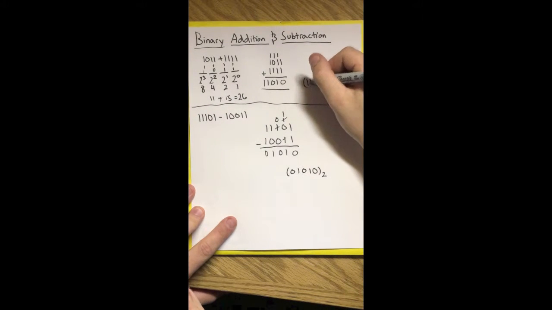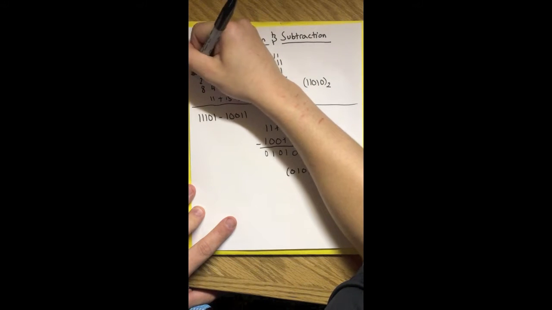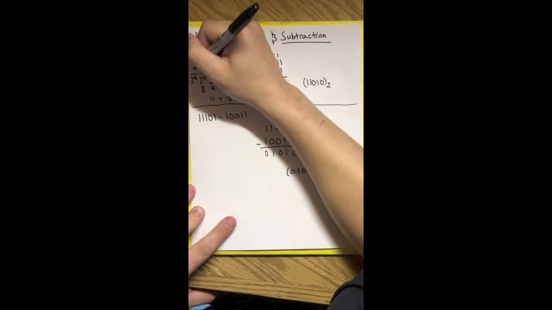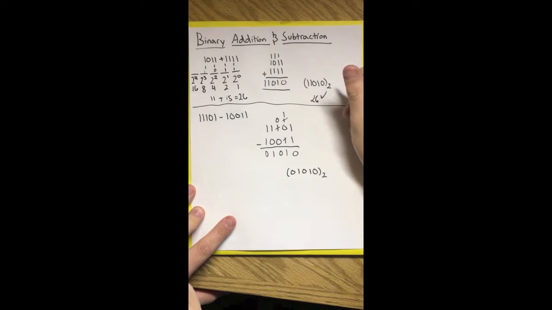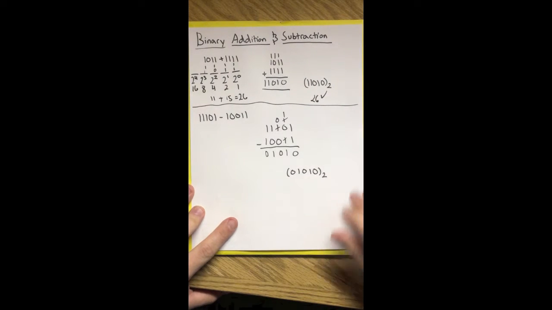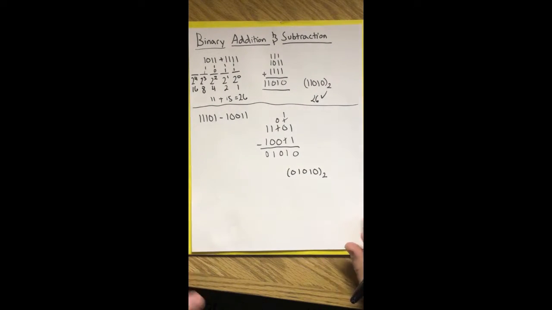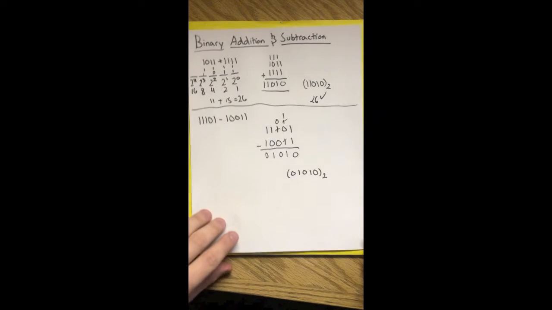Now, the next bit over would be 2 to the 4, or 16. So 16 plus 8 is 24, plus 2 is 26. This checks out, and this also checks out. You can do that separately on your own if you would like some practice.